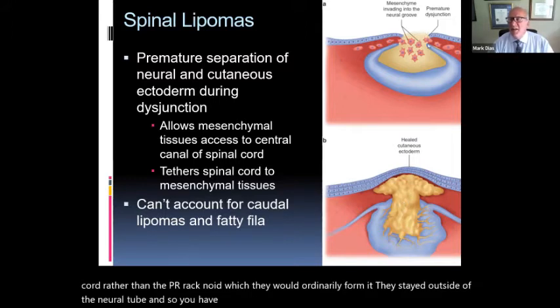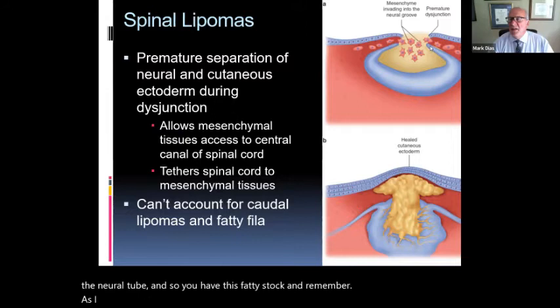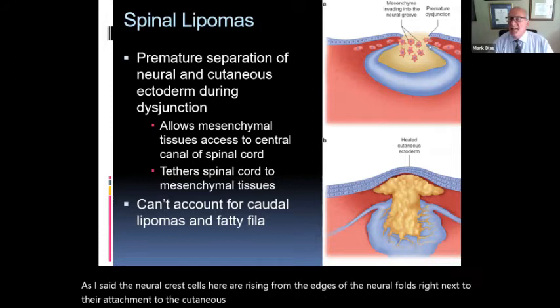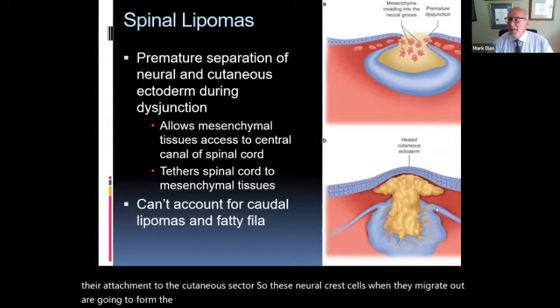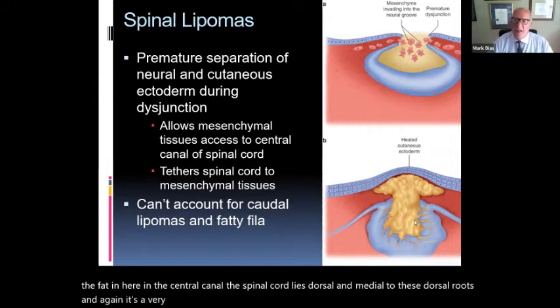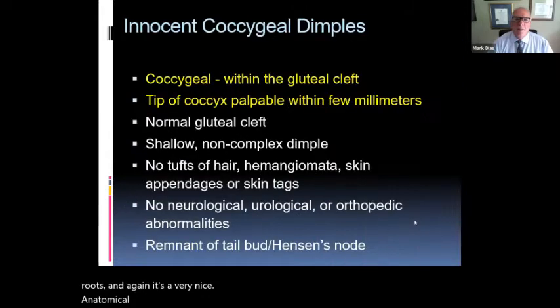And remember, as I said, the neural crest cells here are arising from the edges of the neural folds right next to their attachment to the cutaneous ectoderm. So these neural crest cells, when they migrate out, are going to form the dorsal roots and the dorsal root ganglia. So you can see why the fat in here in the central canal, the spinal cord, lies dorsal and medial to these dorsal roots. And again, it's a very nice anatomical point when you're resecting these.